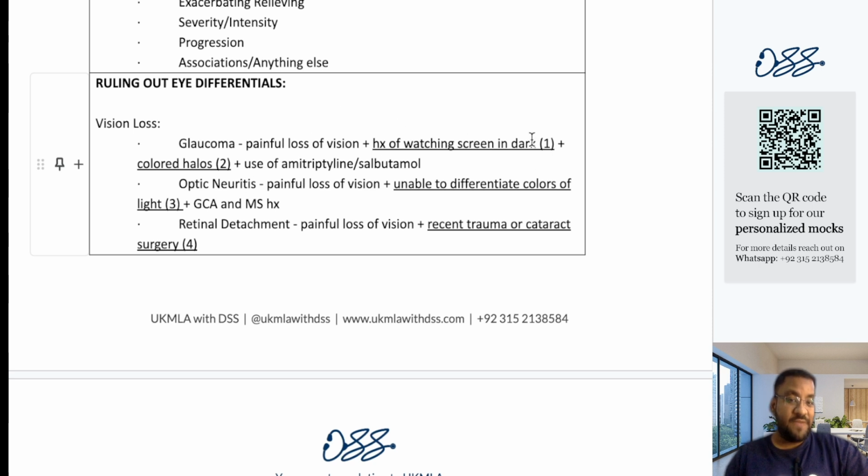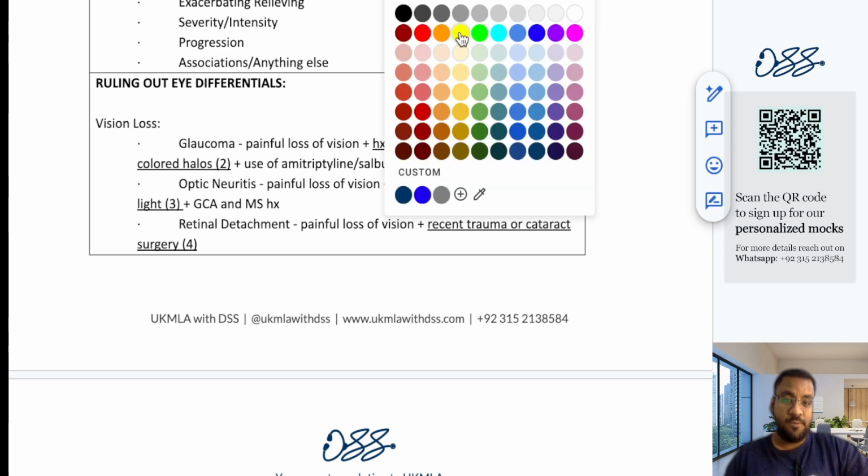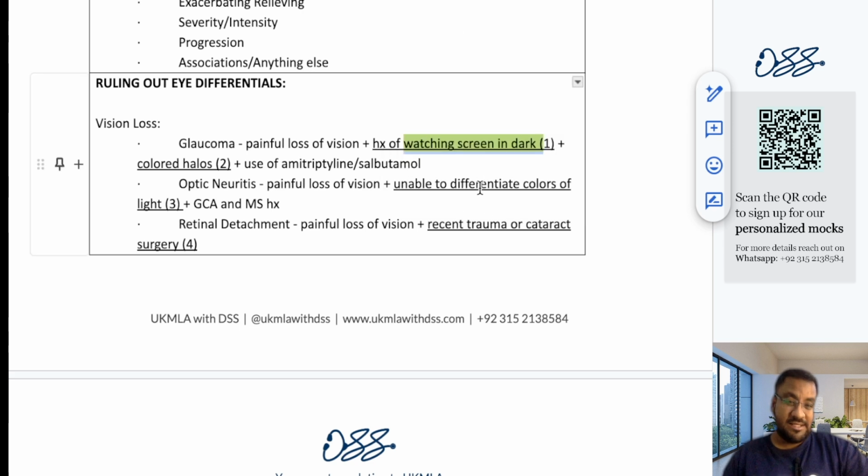And then the very important question that will help you rule out glaucoma is, is there a history of watching screens in the dark? Maybe the patient would have a habit of using a cell phone before going to sleep with the lights turned off. Or maybe there is a child who has a habit of watching television in the dark. So that is one risk factor that you need to ask. Number two, you need to ask, do you feel colored halos? Okay, what are halos?